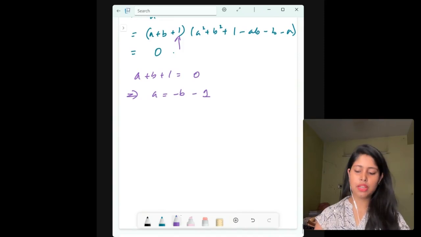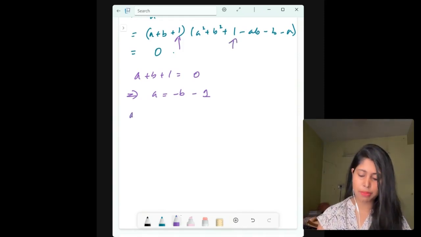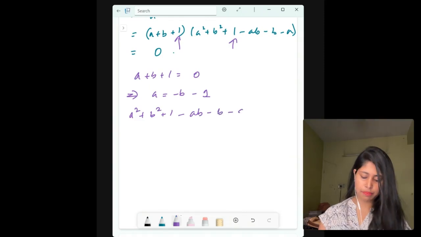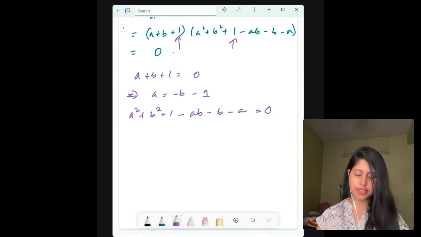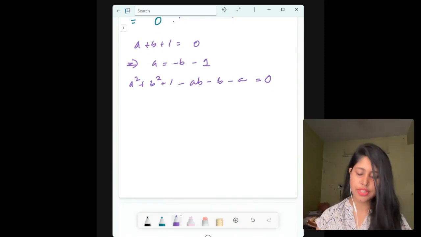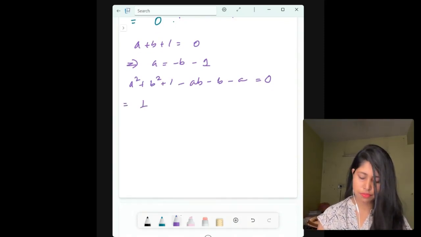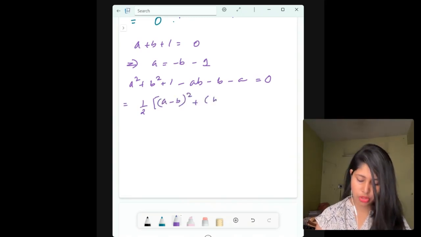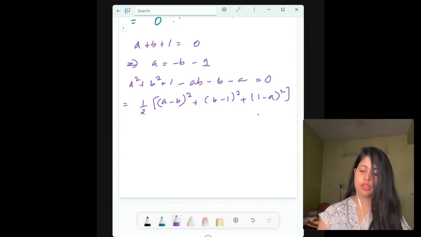Now see this part, and set this part to be 0. What is happening? A square plus b square plus 1 minus ab minus b minus a will be equal to 0. If you take this part to be 0, then you can see that this can be further factorized into half of a minus b whole square plus b minus 1 whole square plus 1 minus a whole square, which will be equal to 0.